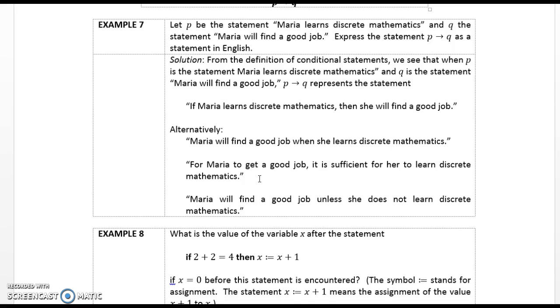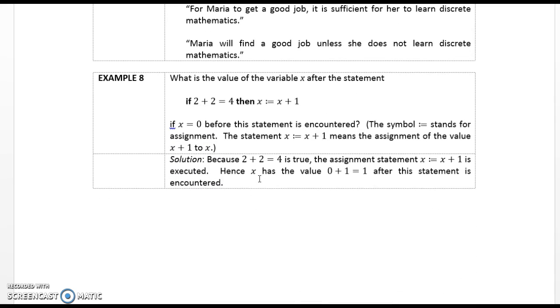Or "For Maria to get a job, it is sufficient for her to learn discrete mathematics." Notice here that the conclusion is stated first and the condition is stated second, but it's still P implies Q. "Maria will find a good job unless she does not learn discrete mathematics."